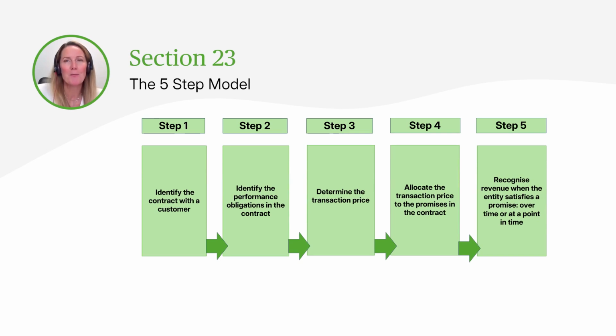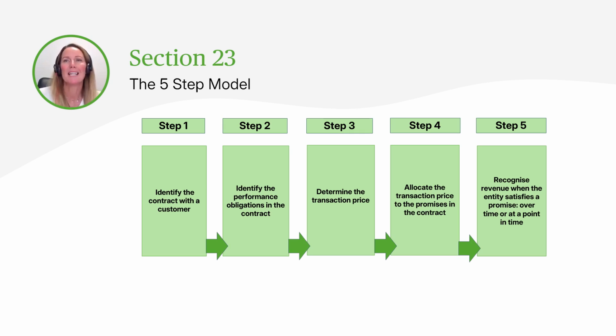Here is an overview of the core approach for the 5 steps. The objective is for entities to be recognising revenue that depicts the transfer of these promised goods or services to a customer in an amount that reflects the consideration to which they are expected to be entitled in exchange for those goods or services. So let's just remind ourselves of the approach here.